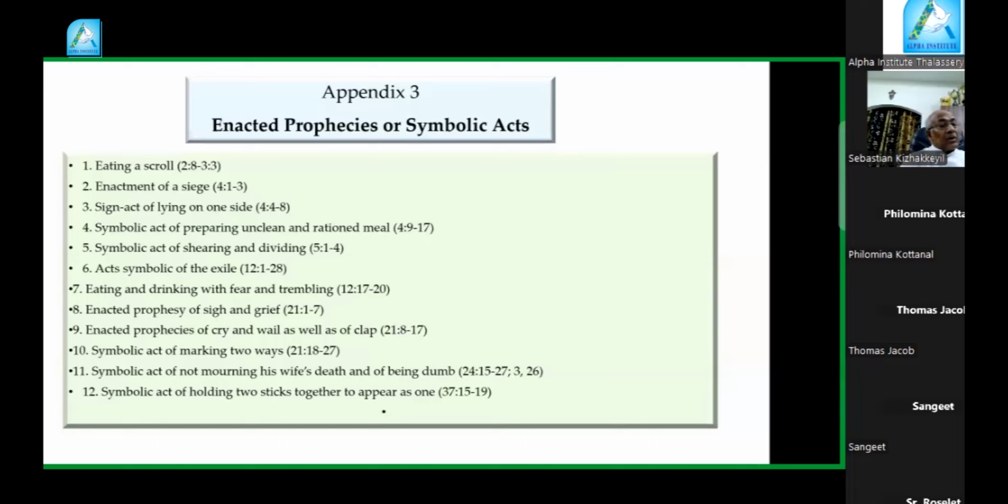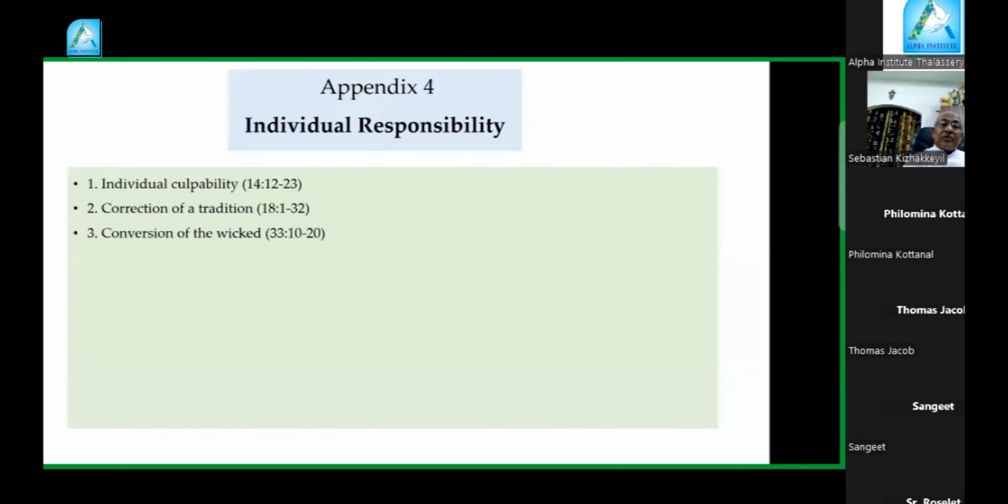Chapter 14, 12 to 23, then that is appendix 4, then correction of a tradition, chapter 18, 1 to 32, then conversion of the wicked. Just turn over the pages and look at it. That is individual culpability. Please look at it. Chapter 14, 12 to 23. Turn over the pages. You can see on the screen there. Then we have correction of a tradition, chapter 18, 1 to 32. Then conversion of the wicked, chapter 33, 10 to 20. This is one of the important theological themes of the book of Ezekiel.